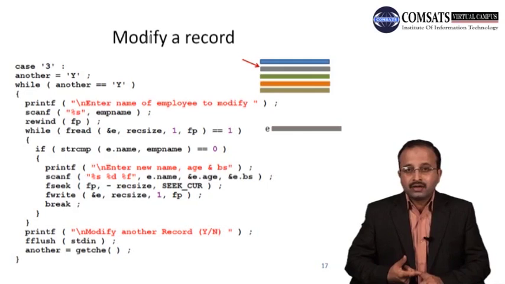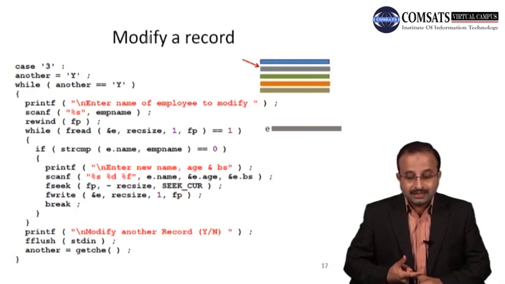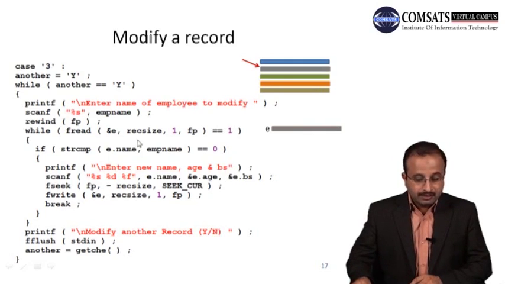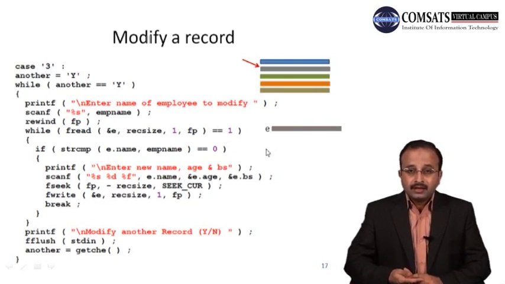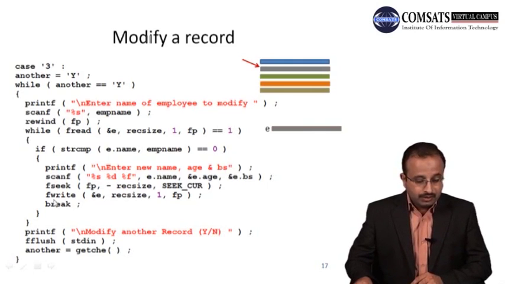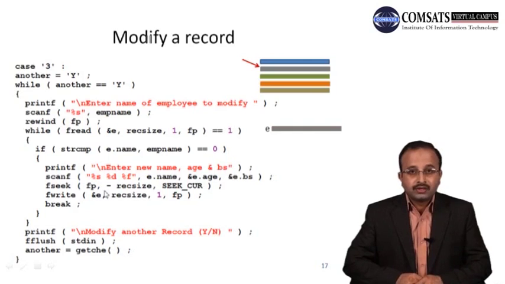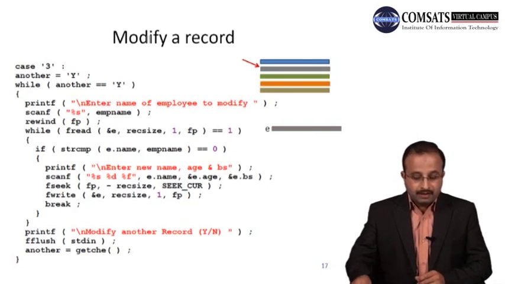After reading the second record, the file pointer points to the beginning of the third record. So in this case, we want to modify the second record, and we identify it because the names are the same. And then we use the fseek function to seek the position of the file pointer to the second record. Now we know that after reading the second record, the file pointer points to the third record.